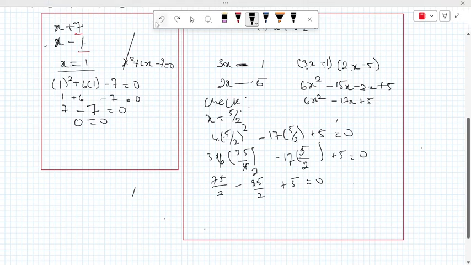I'm new to this, guys. Digital note taking, it's not easy. So it's 75 minus what? 85. It's going to be minus what? Minus 10 over 2. Alright.